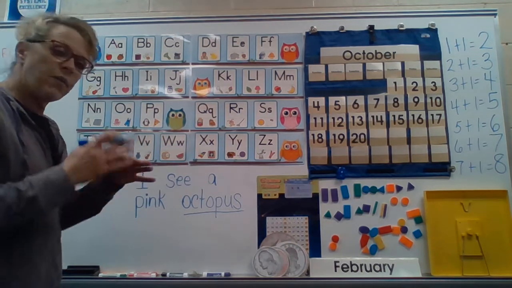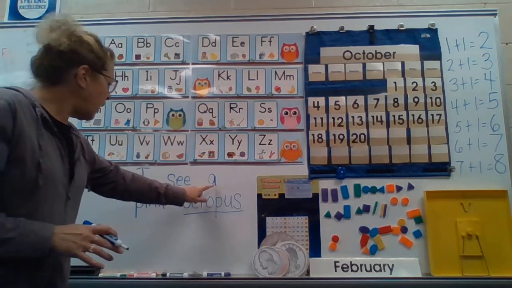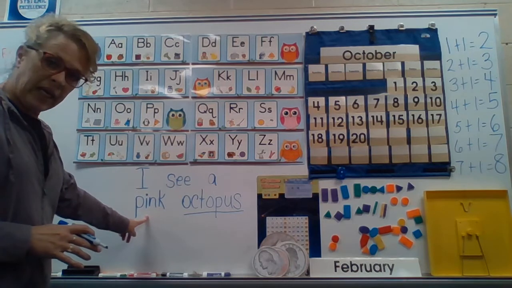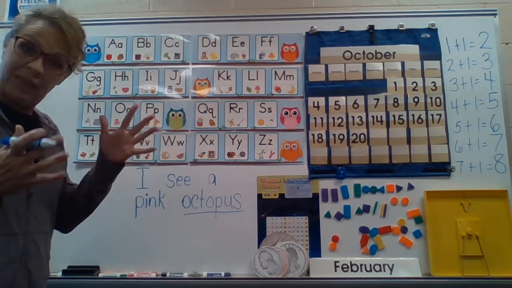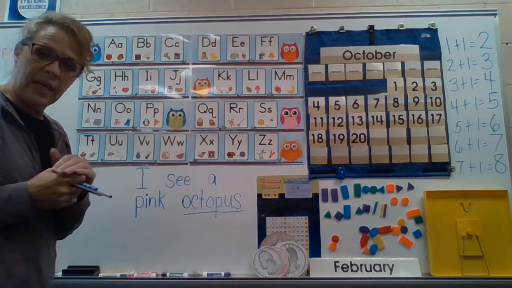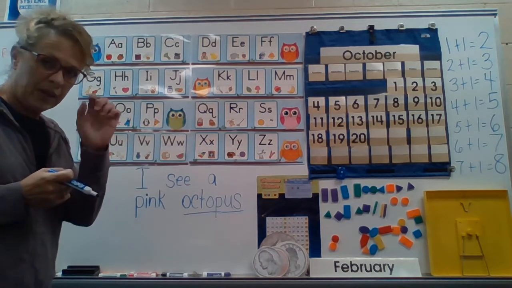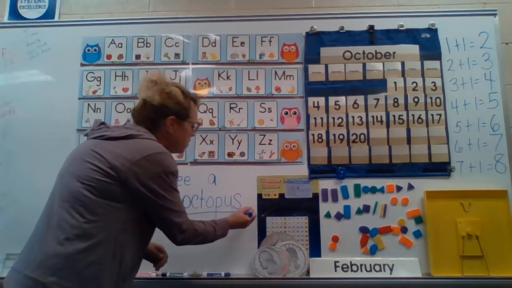So let's see if we have our whole thought down. I see a pink octopus. Yes, there's the end of my thought. So I need to wrap it up at the end. What I'm going to put there, my little period that tells everyone to stop. I'm finished with my thought.